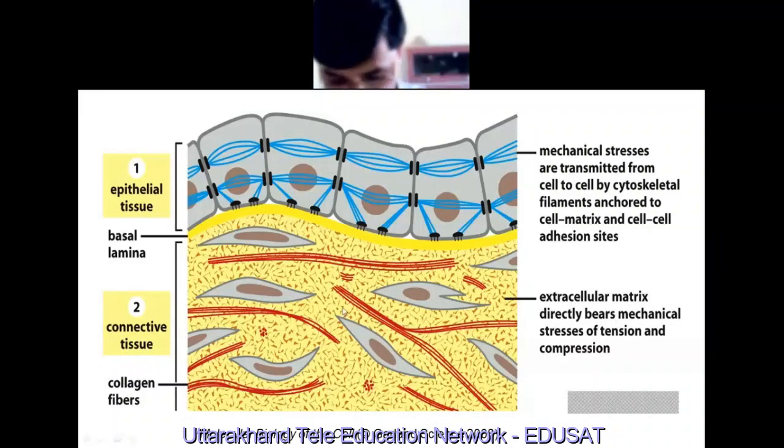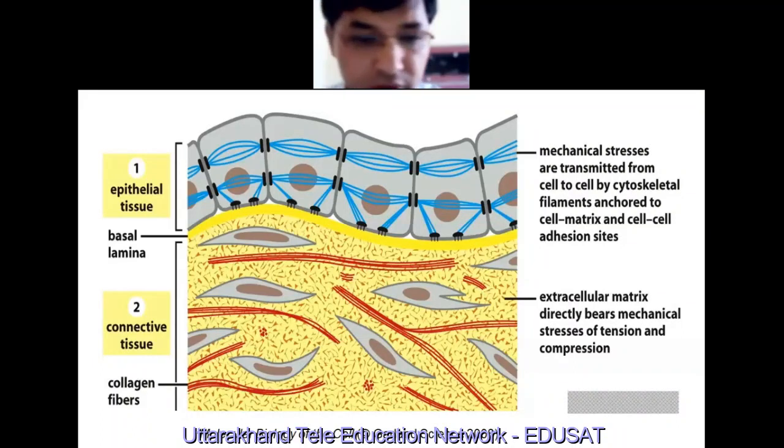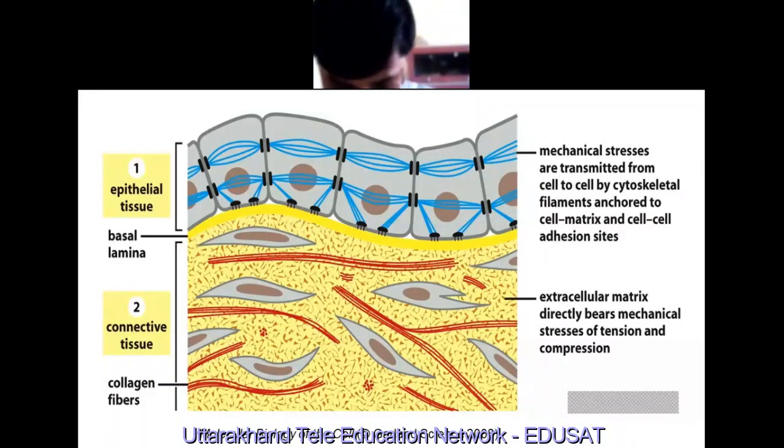Now this extracellular matrix part contains fibrous polymers. These collagen fibers are fibrous polymers which are mainly made up of chondroitin sulfate and other biochemicals, as well as, as you will see in many other cells also, these are collagen fibers and other proteins also.